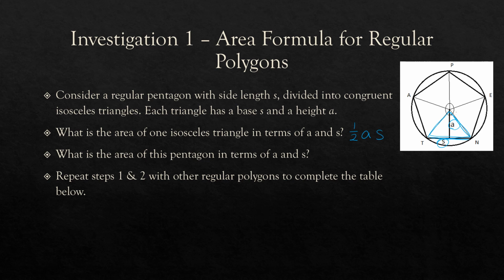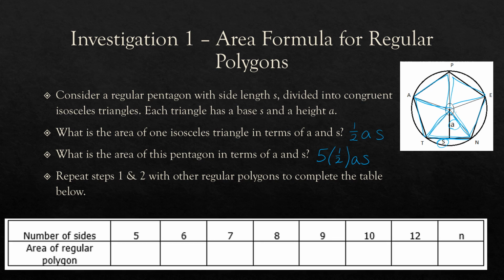What is the area of the entire pentagon? Well, that's one triangle, and this pentagon has 5 triangles that are all the same. So it would be 5 times 1/2 times A times S. Now we're going to repeat these steps with the other regular polygons to complete the table. So again, here in the first one we have 5 times 1/2 times A times S.